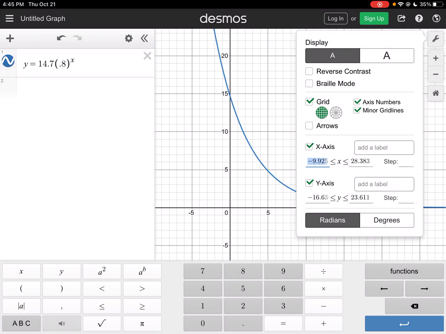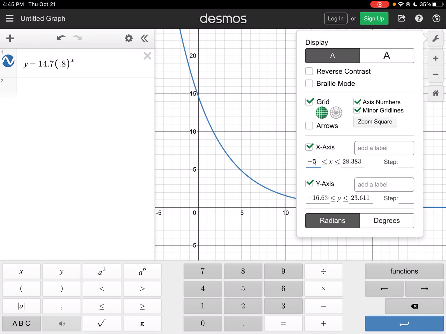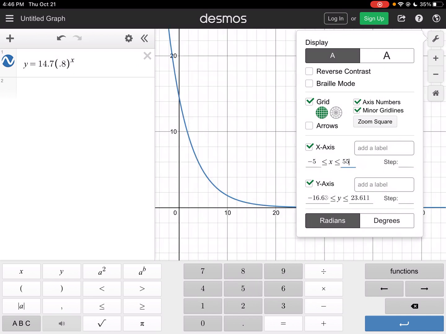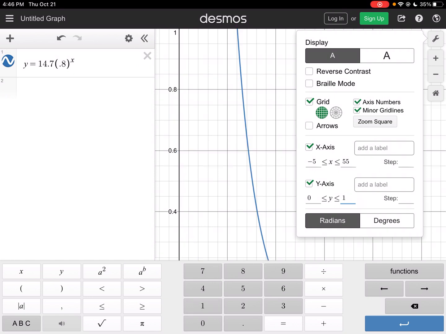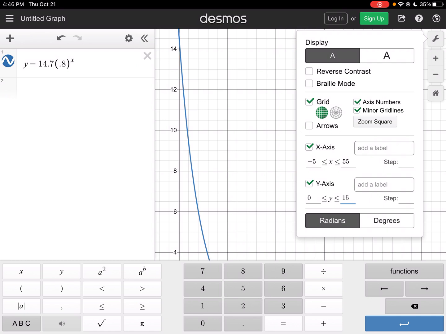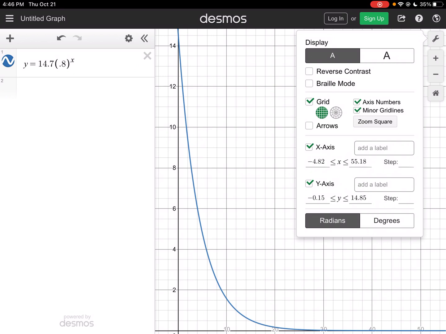And what I'll do is adjust my scale. I'm going to have my x-axis go from 0. In fact, maybe I'll go negative 5, just a little bit of a margin there. And I'll say up to 55. And then I'll have my y go from 0 to 15. So I can see that.